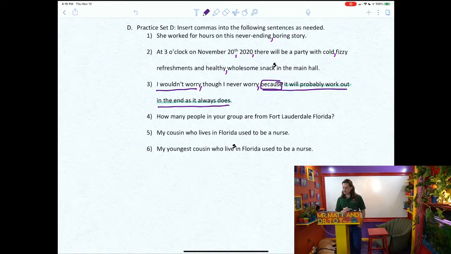Number 3, how many people in your group are from Fort Lauderdale, Florida? So we have a city-state combination. We need a comma between Fort Lauderdale and Florida.